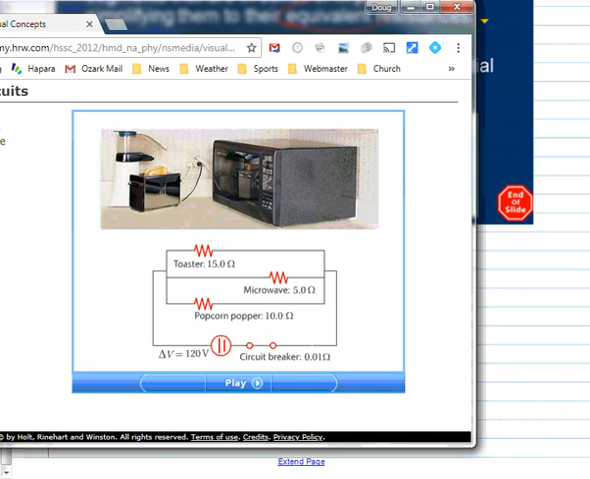There is a circuit breaker. So we don't have fuses. We used to always have fuses. A circuit breaker has a little bit of resistance to it, 0.01 ohms. And here's what it does. A circuit breaker is designed so that when the current gets too strong, it will open a switch. It will open it up. So you guys have seen circuit breakers on a wall with those big switches in them.